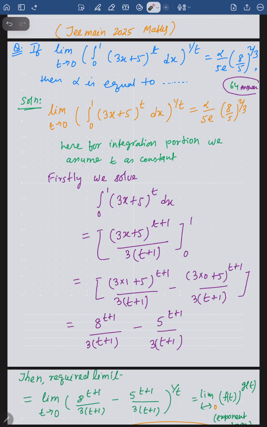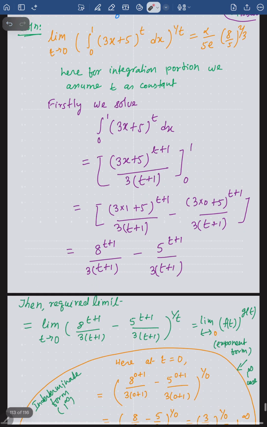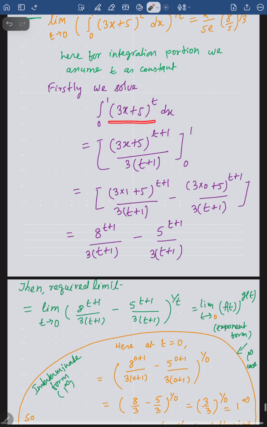So here for the integration portion, we assume t as constant, and firstly we solve this. Okay, so let us solve. Definite integral 0 to 1 of (3x + 5)^t dx, where t is treated as constant. So its value will be, after integration, (3x + 5)^(t+1) divided by (t + 1) into the differentiation of this one, so 3 will be multiplied over here. Your definite integration limits will be written over here.